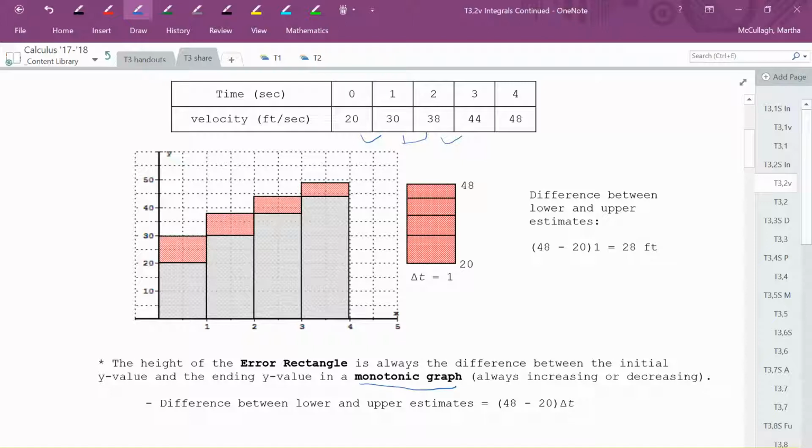Okay, so the difference between the lower and the upper estimates is f at b minus f at a, times our delta t. And again, we're calling this our a value. This is our b value. These are our x's, these are our y's. So this is the f at a, our y value at a. This is our f at b, our y value at b.